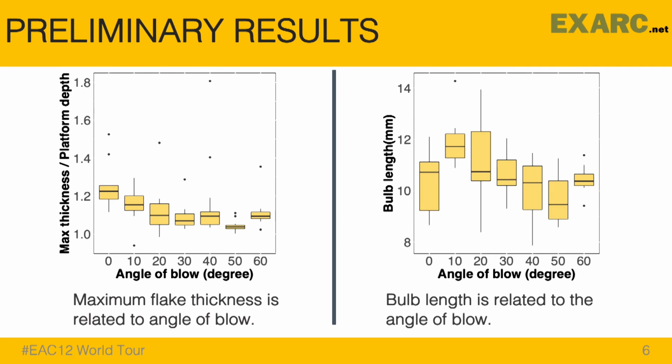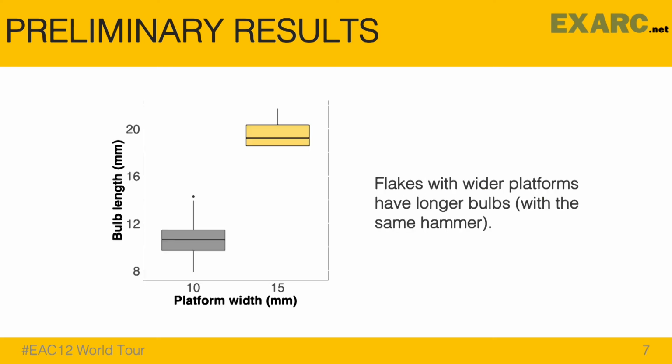The graph on the right shows a general pattern that the flake's bulb length will decrease as the angle of blow increases. From this graph we can also see that when using the same hammer, flakes produced with the bigger platform width will have longer bulb length than flakes produced with the smaller platform width.